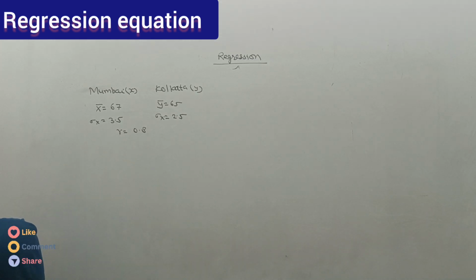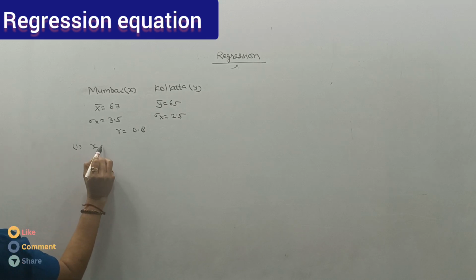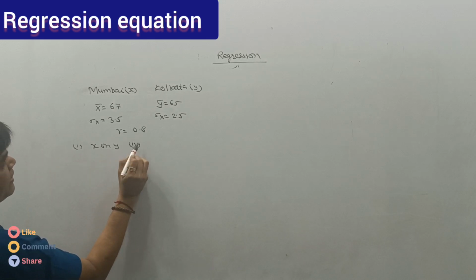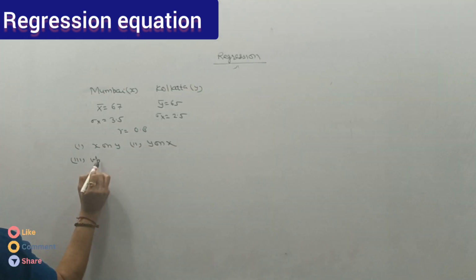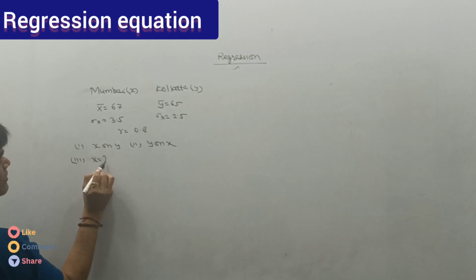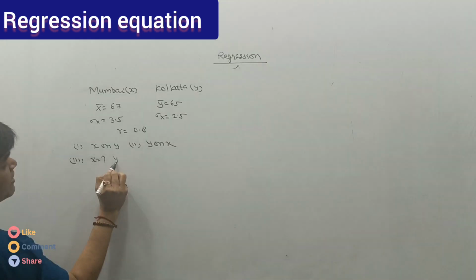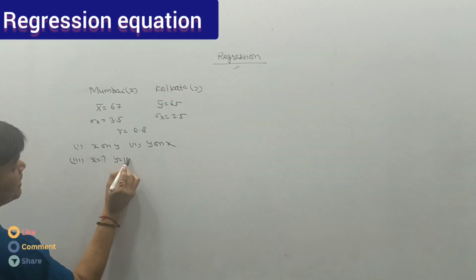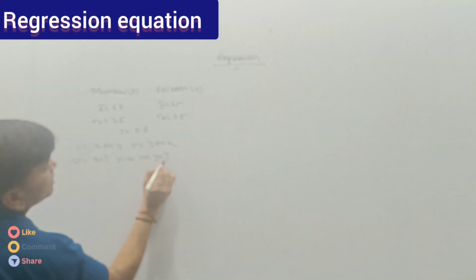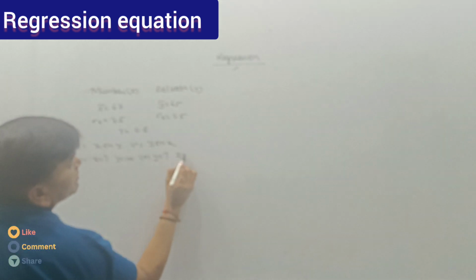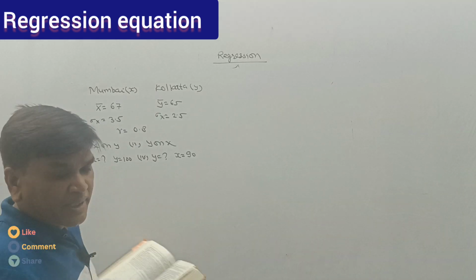Now you are to calculate: first, X on Y; second, Y on X; third, the price in Mumbai when the price of an article in Kolkata is 100; fourth, the price in Kolkata when the price of that product in Mumbai is 90 rupees. So four things we have to calculate here.